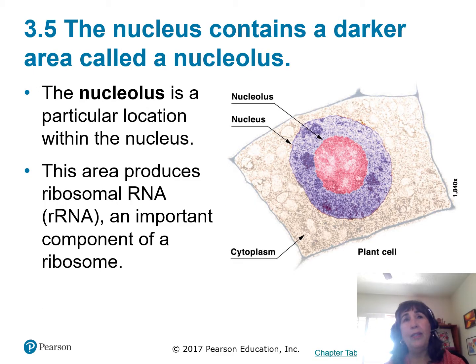The nucleolus is where ribosomal RNA is manufactured, but the truth is that ribosomes are made of ribosomal RNA. So this is the home place where ribosomes are made, and as soon as they're manufactured, they exit the nucleus and go into the cytoplasm.